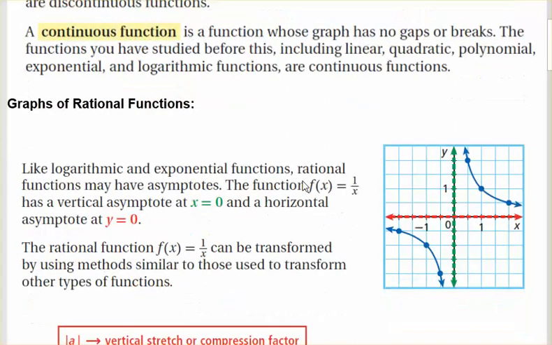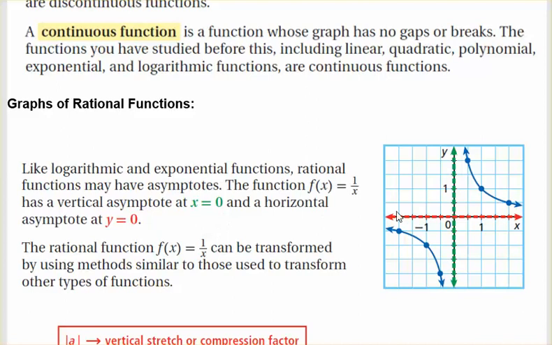The gaps also are going to indicate where our asymptotes are. There is both a horizontal, the red asymptote, and a green vertical asymptote in the graph of f of x equals 1 over x. An asymptote is a line that the graph gets closer and closer to but doesn't touch.